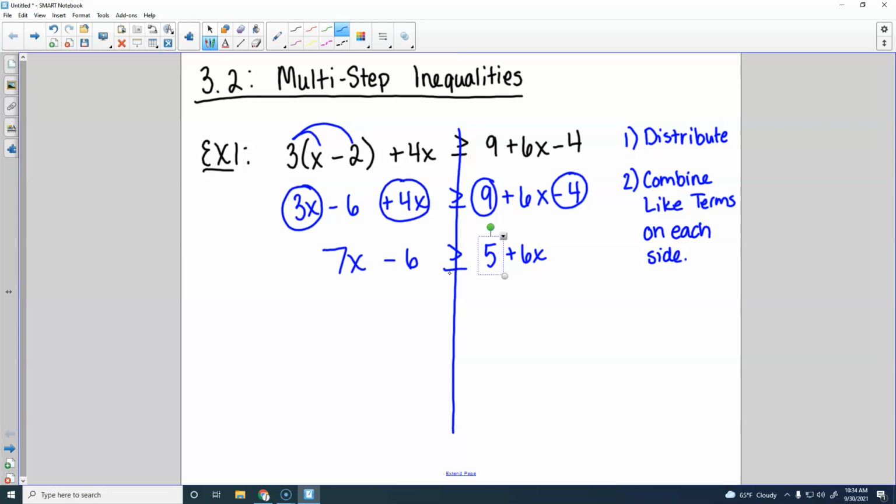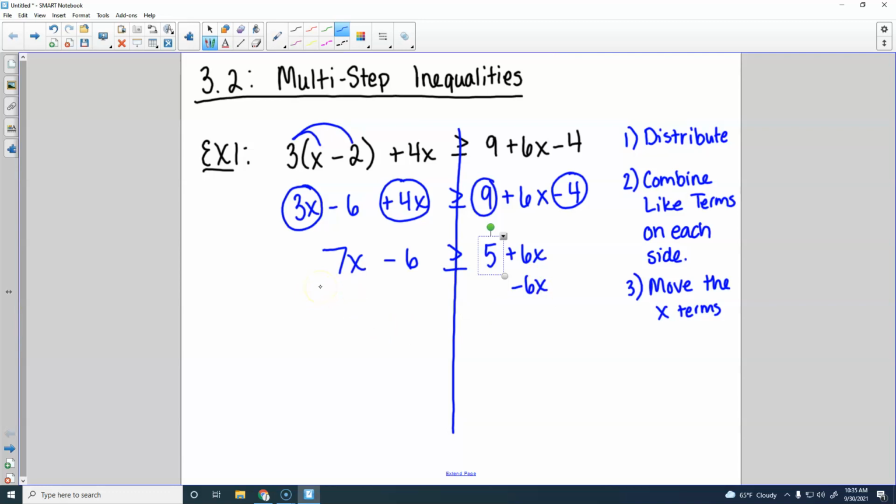What comes next? We are going to move the x terms so that they are together. Always move those variables first, because if you don't, sometimes it gets weird looking and you don't know where to go from that. So in this case, I would subtract this 6x.